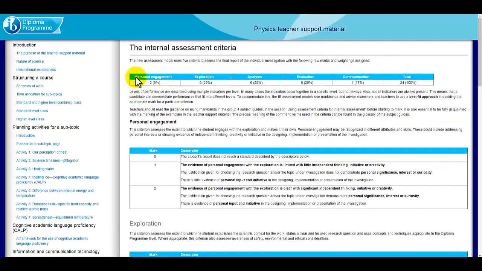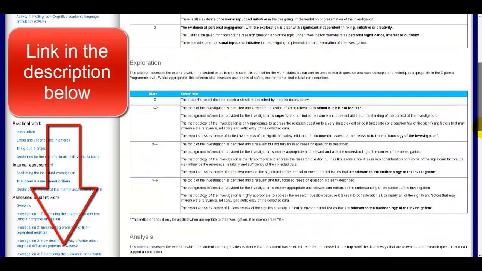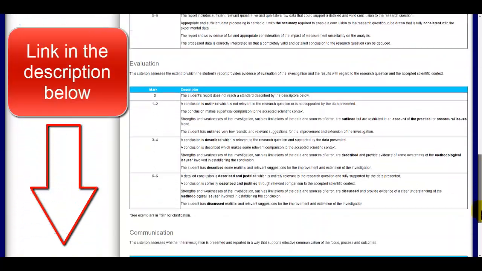You can see there will be 5 parts in total, including personal engagement, exploration, analysis, evaluation, and communication. All together there will be 24 marks in total. And the whole IA, once again, contributes 20% to your final grade. So here are the details, which I will go through with you.